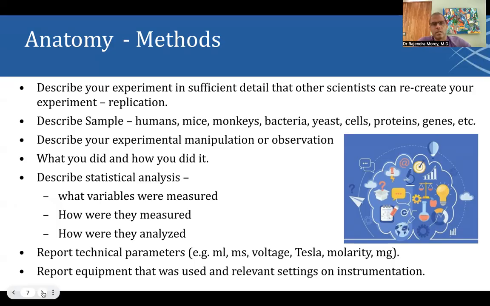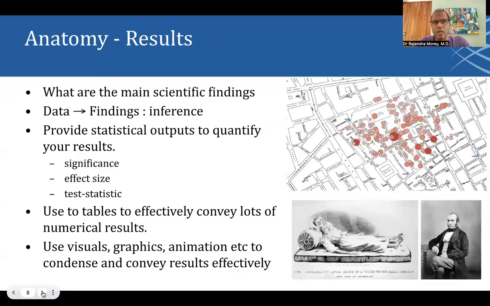And then one of the most important parts of this section is to describe the statistical methods. That's what variables were measured and how they were measured and how they were analyzed. And also to report all the technical parameters of how you made measurements, and to report the equipment and the settings that were used in that instrumentation.